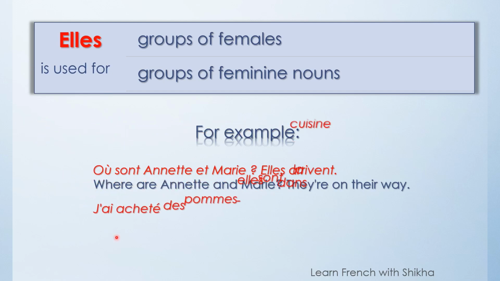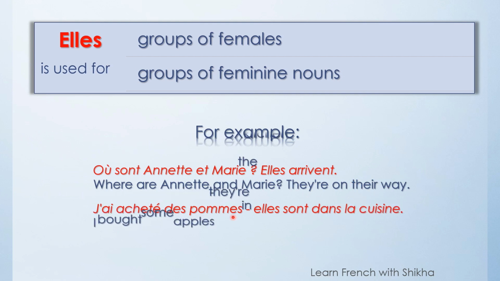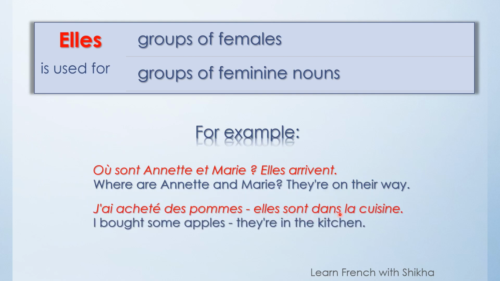Next, j'ai acheté des pommes. Elles sont dans la cuisine. I bought some apples. They are in the kitchen. Here we are talking about the feminine plural noun, des pommes, so we have replaced it with the pronoun elles. J'ai acheté des pommes. Elles sont dans la cuisine.